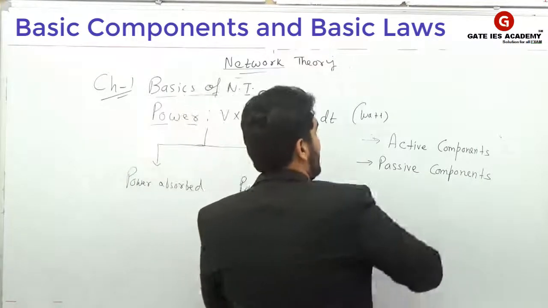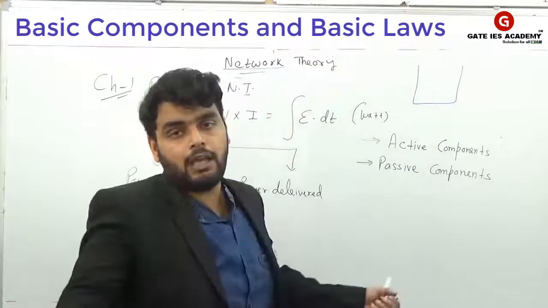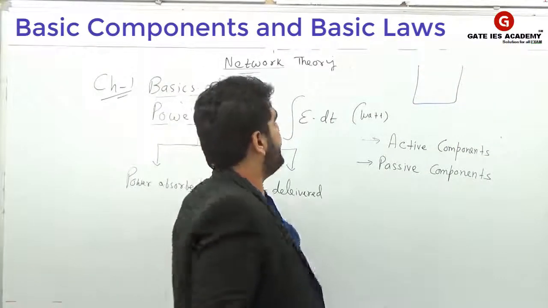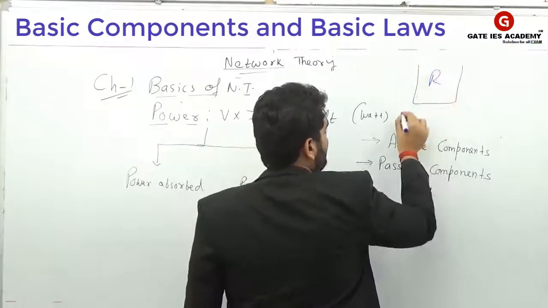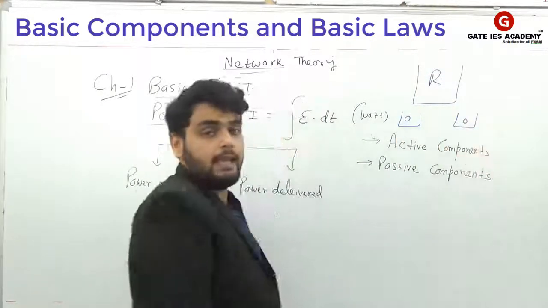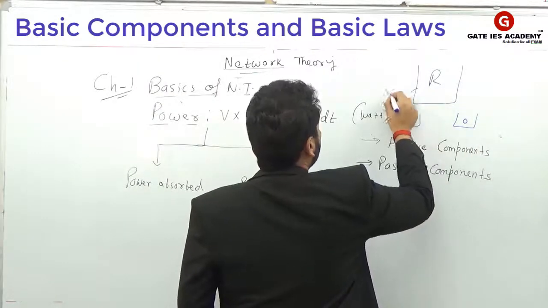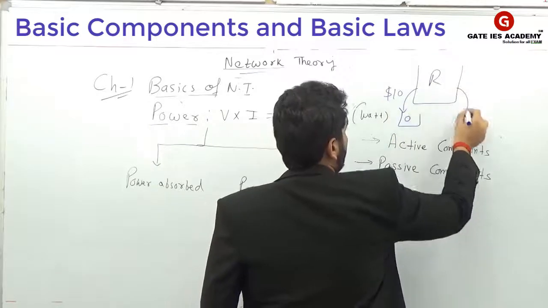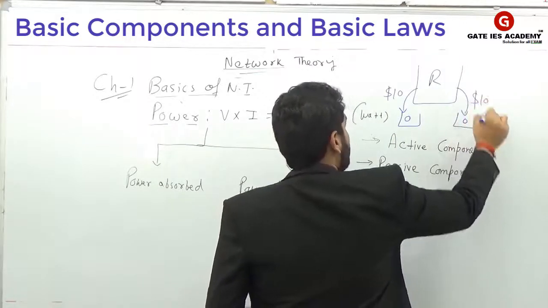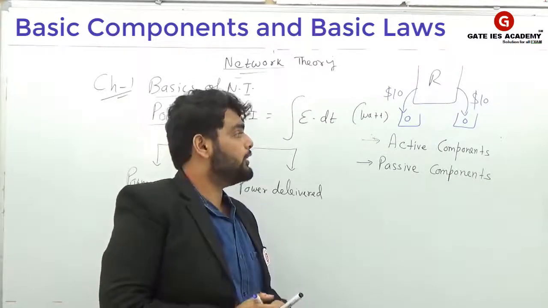Take one rich guy. Okay, name any rich guy. Everyone knows Ambani. Let's suppose we have some rich guy here, and now we have two ordinary guys here. Okay, now what is happening? This rich guy is giving $10 to these ordinary people every day. Every day he is giving $10 to these two people.